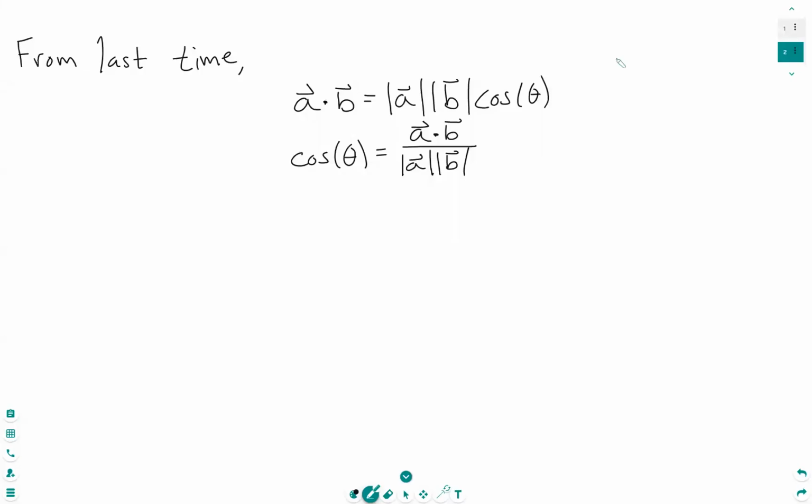Okay, welcome back. We're going to finish up section 10.3, which was about the dot product today, and then we're going to move on to section 10.4.